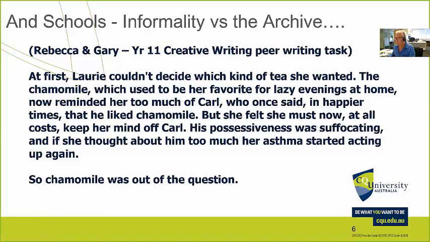And you can see Rebecca starts off. At first, Laurie couldn't decide which kind of tea she wanted. The chamomile, which was her favourite for late evenings, now reminded her too much of Carl, who once said in happier times that he liked chamomile. But she felt she must now at all costs keep her mind off Carl. His possessiveness was suffocating, and if she thought about him too much, her asthma started acting up again. So chamomile was out of the question.